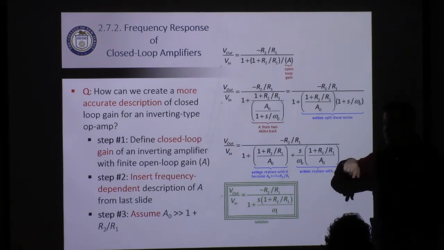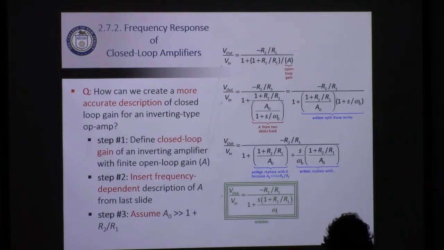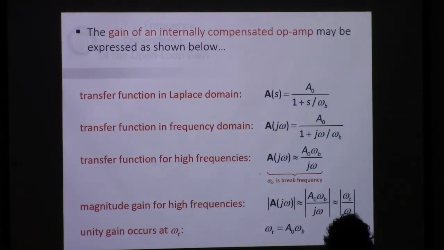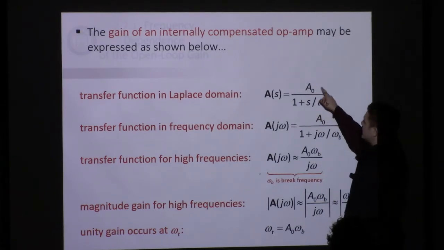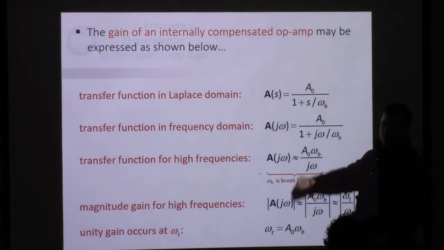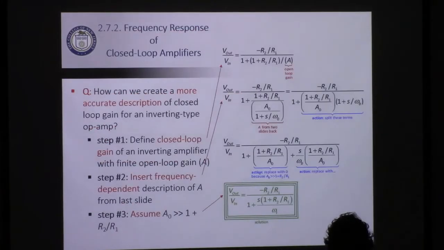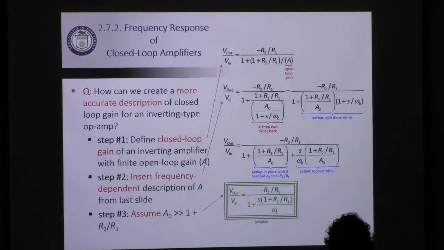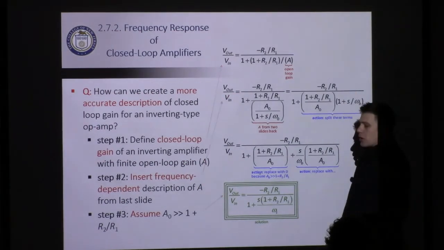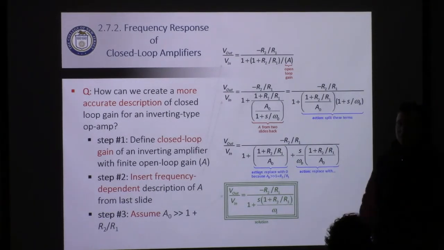Now we can take that one step further, and in here we can plug in our transfer function for A. So we could take the non-ideal value of A and plug it into that expression, which now would tell us the effect of frequency on the closed loop gain. And so that's all that is shown right here. I'm not going to go through it step by step. It's just cleaning up some of the math.